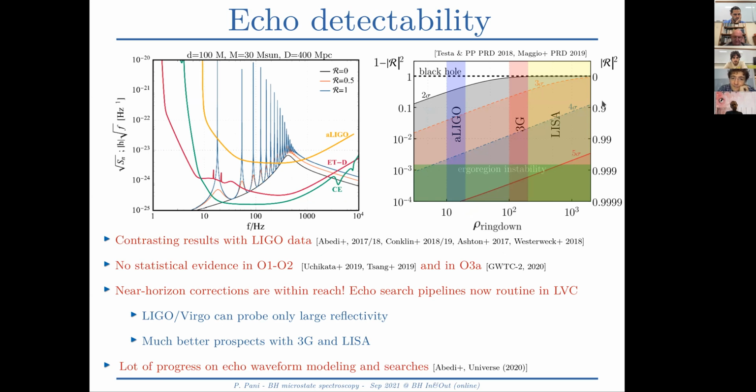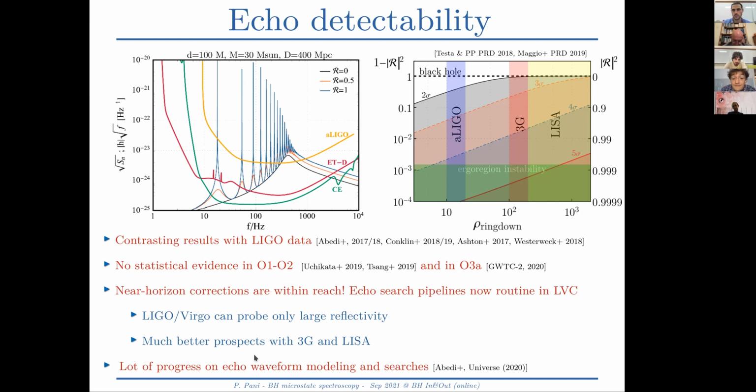So how about detectability? There have been several studies and contrasting results about the detection of this effect in LIGO data. The most recent analysis using O1, O2, and O3A data did not find any combined statistical evidence, but there is still work going on. What is interesting is that there are currently echo search pipelines, which are now routine in the LIGO Virgo collaboration. So these effects are now probed for most of the events for which the ringdown is accessible.